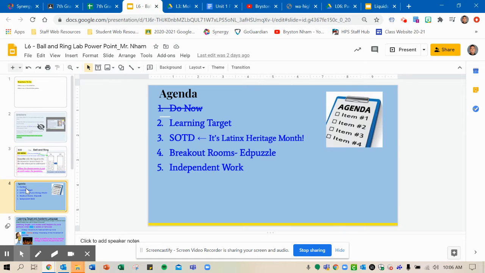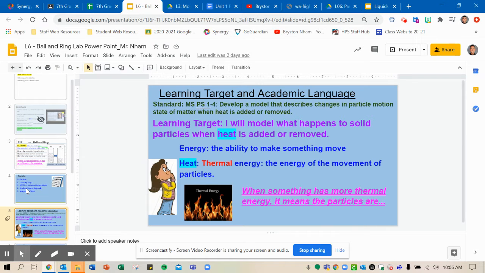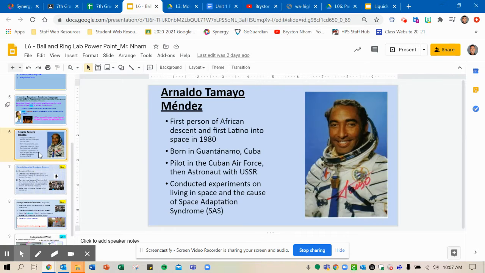Okay, your agenda, guys: we just went over the do now. We're going to do our learning target, our scientist of the day, since it's Latinx Heritage Month, breakout groups, and then some independent work. Your learning target for today is that you will model what happens to solid particles when heat is added or removed. So what happens to those particles? That's what we're focusing on today.